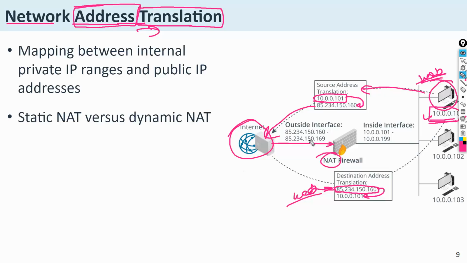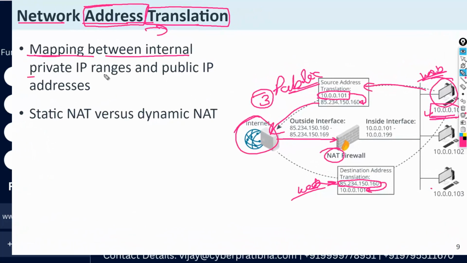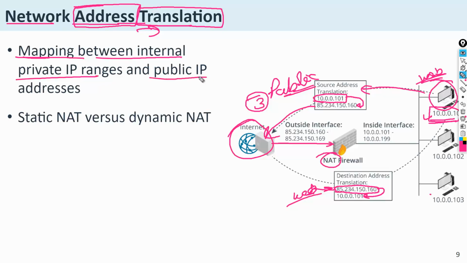The same process happens. It means if there are 3 computers, you will need 3 public IP addresses, which means 1-to-1 mapping between the internal private IP and the public IP address. The public IP addresses may be in a range, or separate IP addresses are also possible.